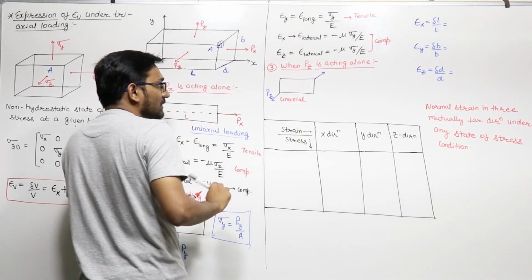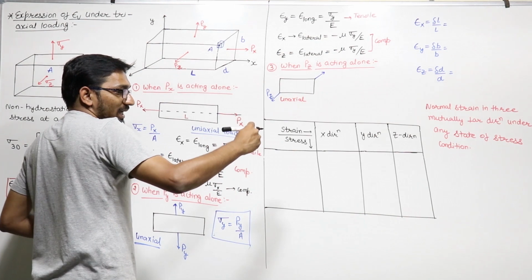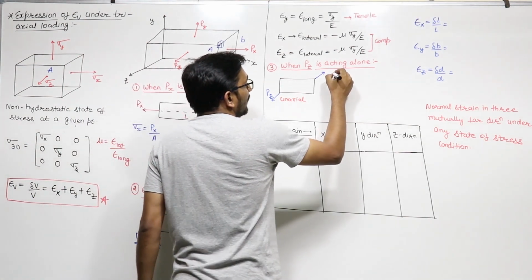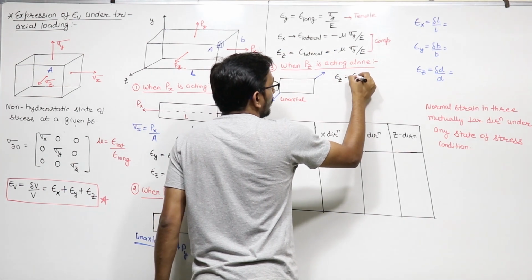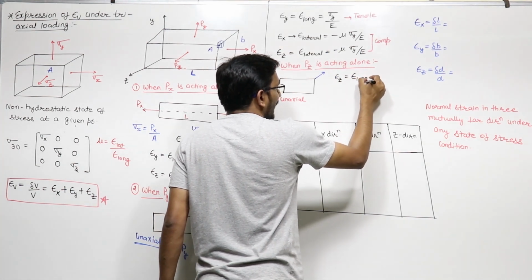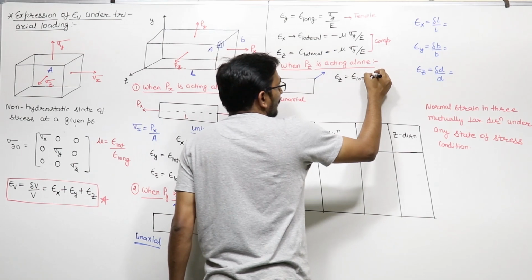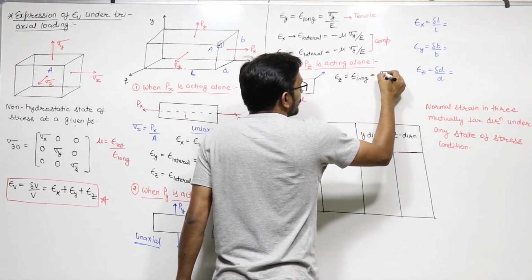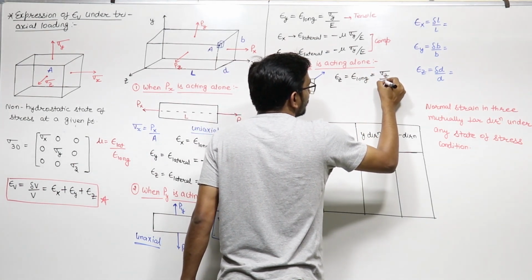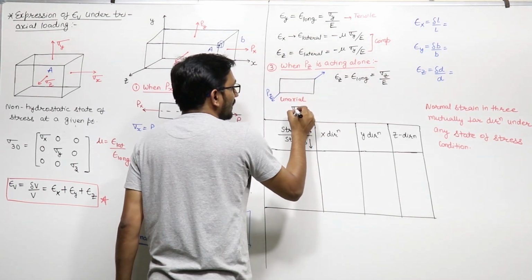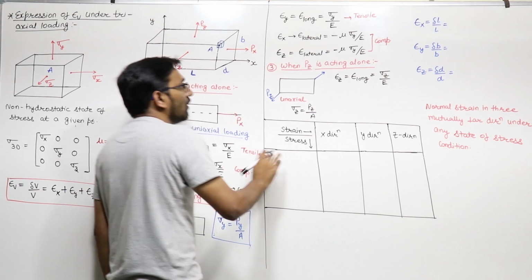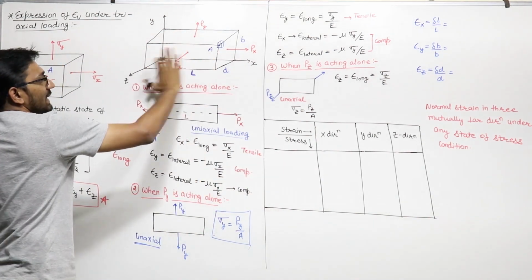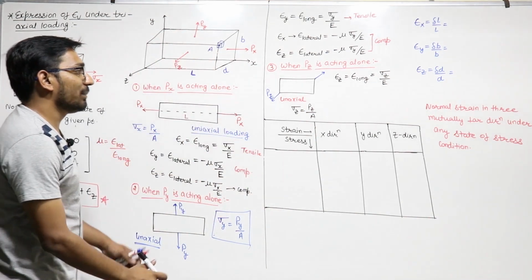So in this case, the normal strain in the z direction will be your longitudinal, because the direction is in z direction, that will be equal to sigma z upon E. And what is sigma z? Sigma z will be equal to Pz upon area of this front cross section, right? Area of this front, Pz upon A.